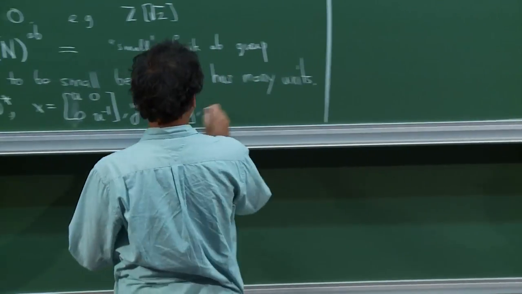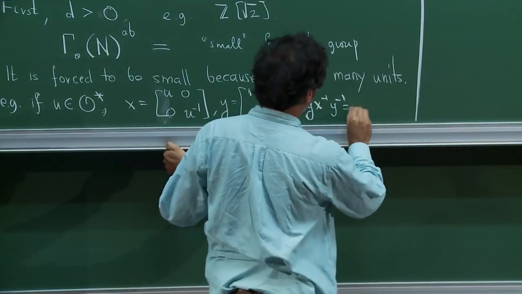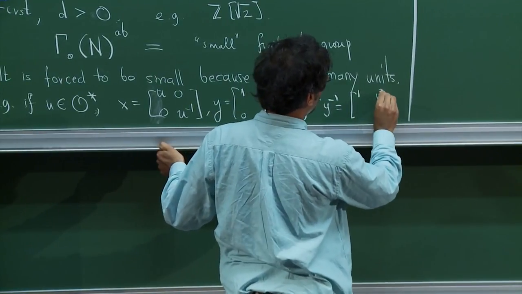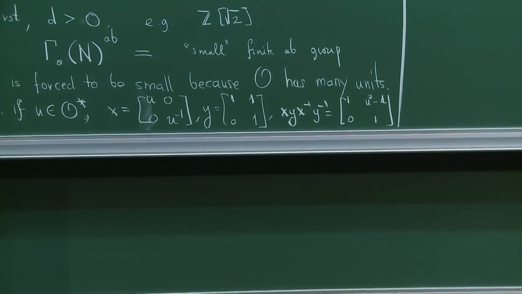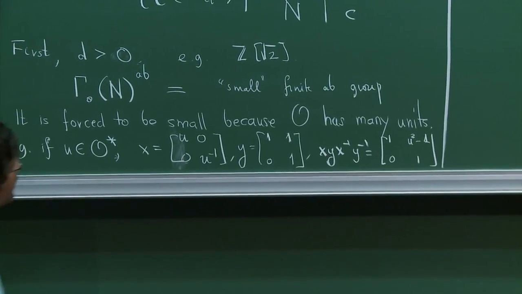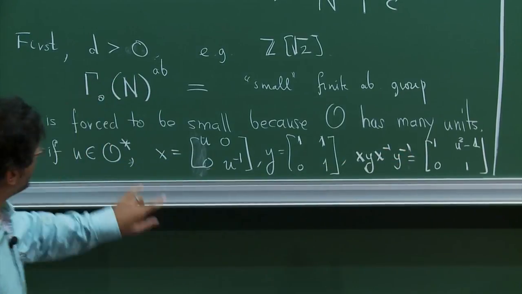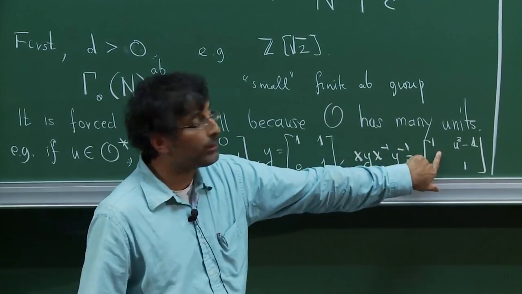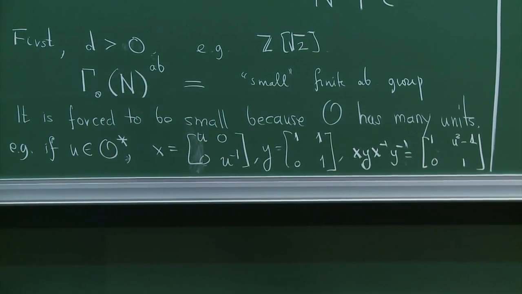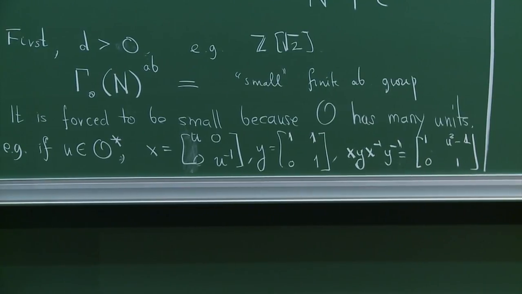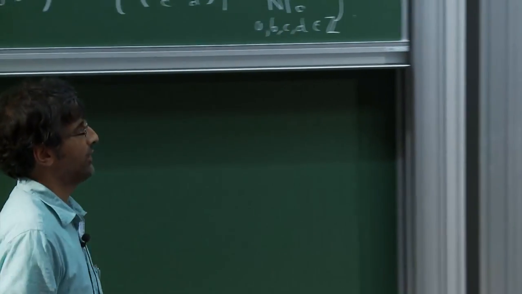so if we take this, then x, y, x inverse, y inverse is (1, u squared minus 1; 0, 1). It might not be immediately clear why it's useful. Usually when you take this commutator of two matrices, you get a giant mess. But if you have units, you can use it to produce a very simple class of elements of this type, and then you can try to check that they generate a large subgroup. So basically you can use this fact to force this abelianization to be small.